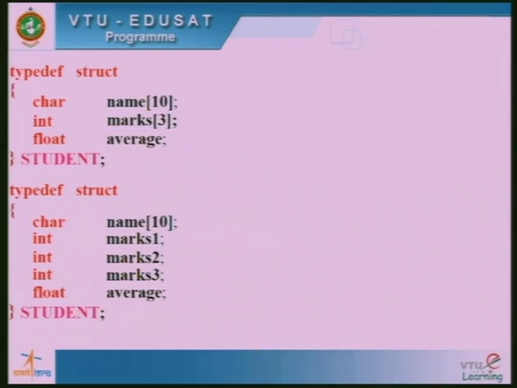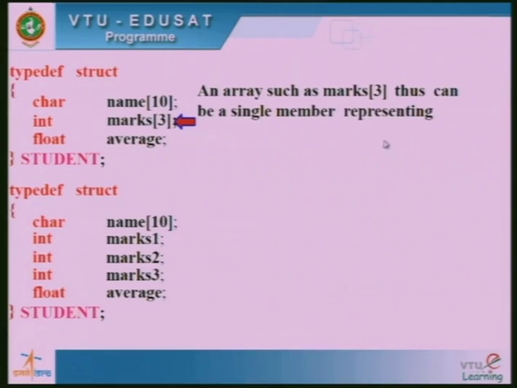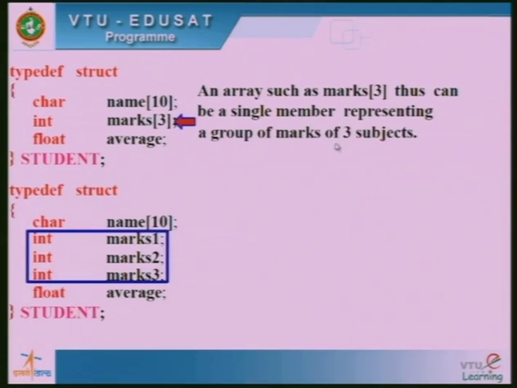Okay, now let us see how to start writing the program. See here, an array such as marks of 3 can be a single member representing a group of marks of 3 subjects. If I want marks of 10 subjects, what should be the change here?